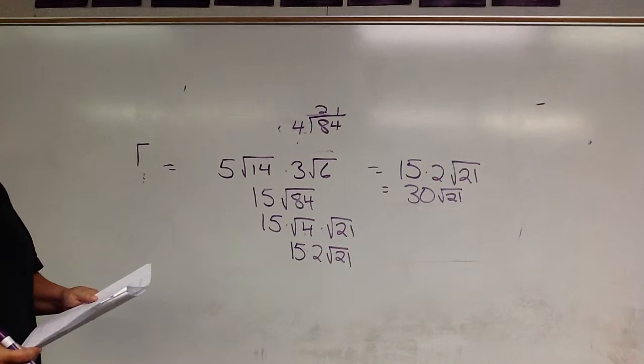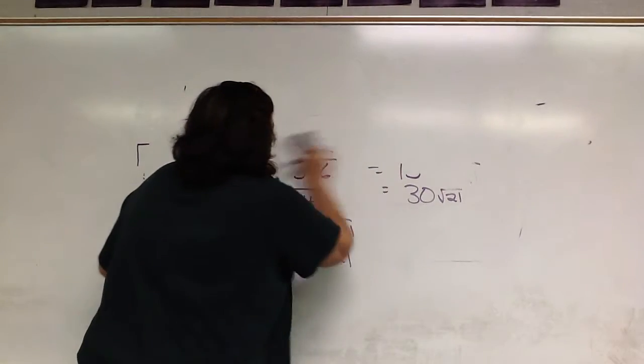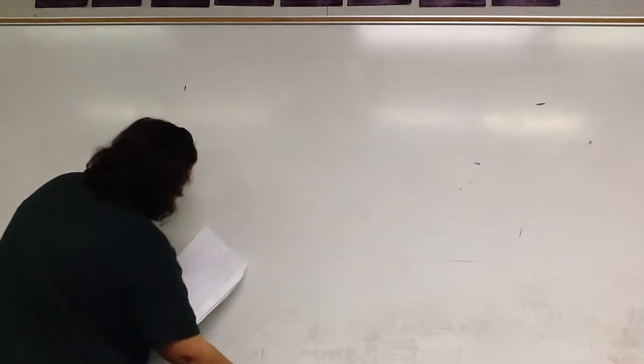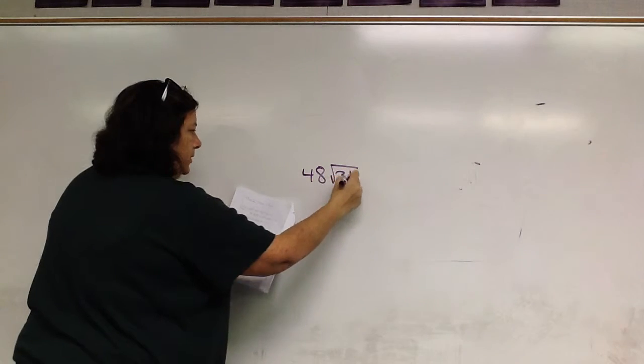Letter I, you're just going to multiply the 6 and the 8. So you're going to get 45 root 31. I don't think I'm going to do that one for the sake of time on the video. So letter I, you get 48 root 31.